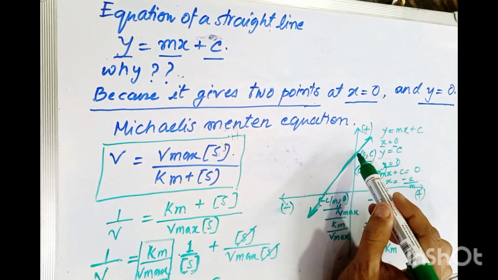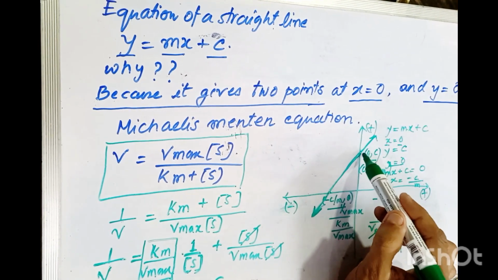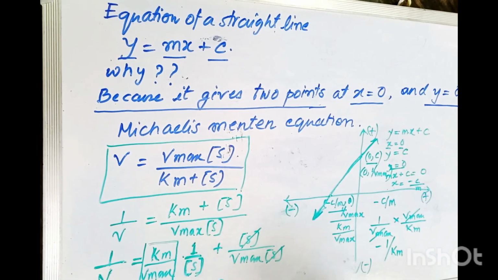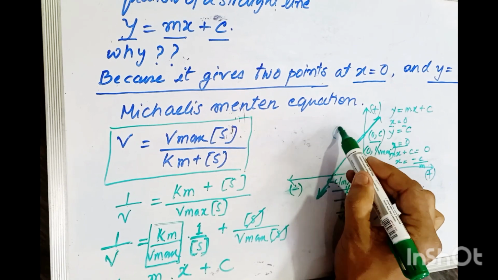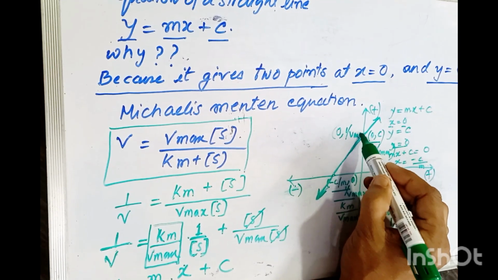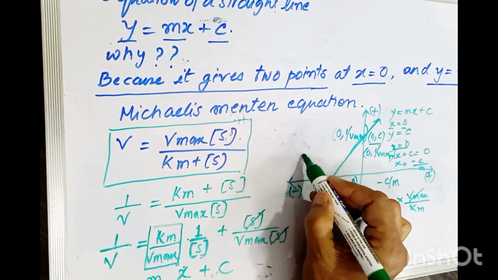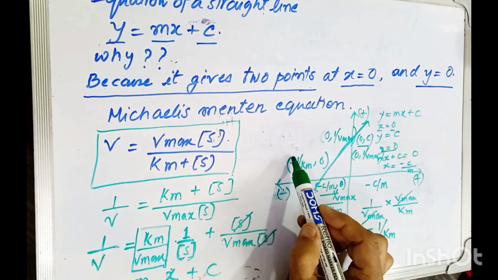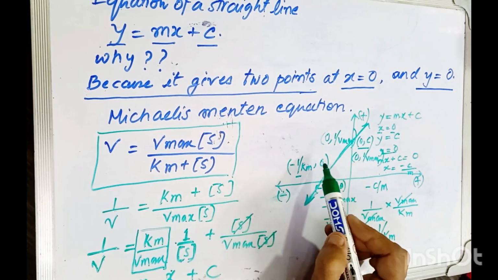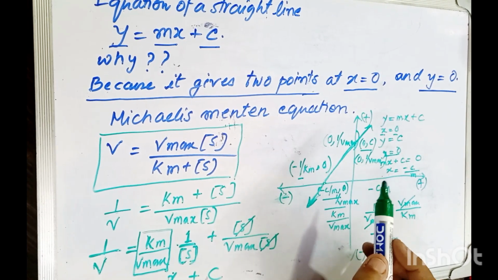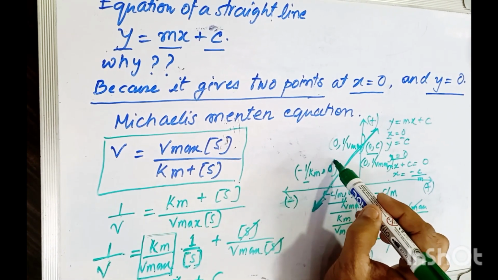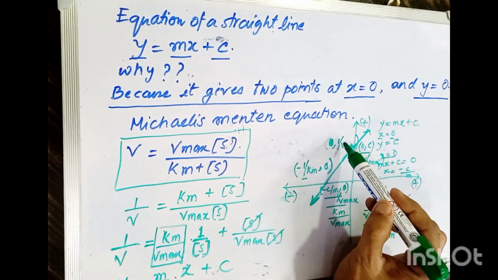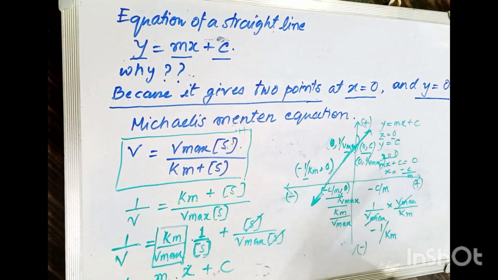So with this point and this point, I have drawn the straight line version, the Michaelis Menten counterpart. This point is 0, 1 by Vmax, and this point is minus 1 by Km, 0. According to convention, we write the value of x first, then a comma, and then the value of the ordinate, the y axis, and it is 0. Here the value of x is 0, comma 1 by Vmax, the value of the ordinate.